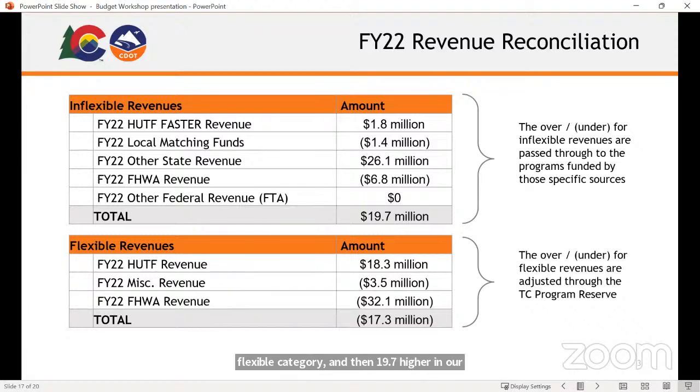And then keep these numbers in mind. I have a slide a little bit later where I'll give you a final picture of how this impacts program reserve and how it all plays out. But just at a summary level, this is when we went through and reconciled all of our revenues, this is what we saw happen over the last fiscal year. Next slide.